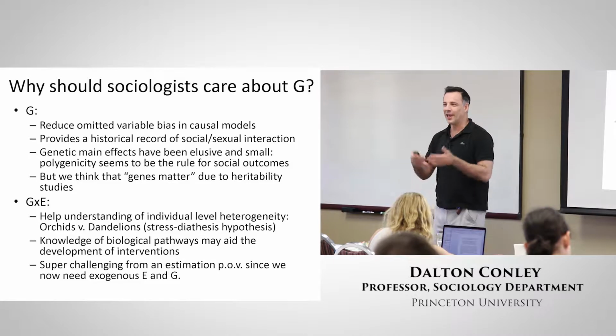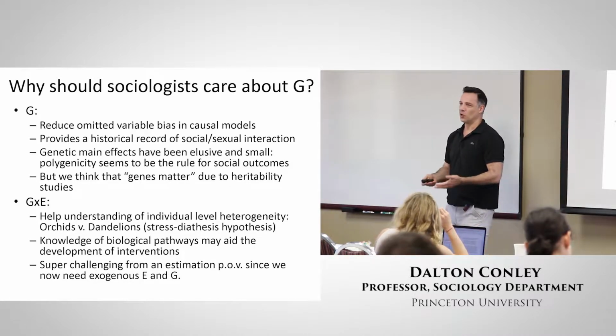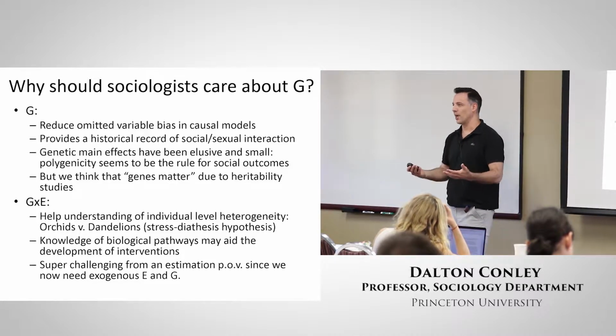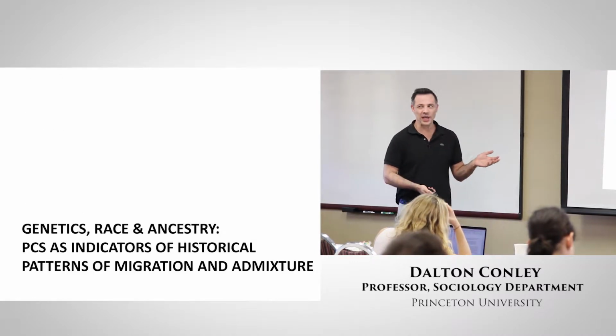So I think sociologists are starting to realize that you can't really have a good account of human behavior and social outcomes if you're not considering both. So I'll give you a few examples.